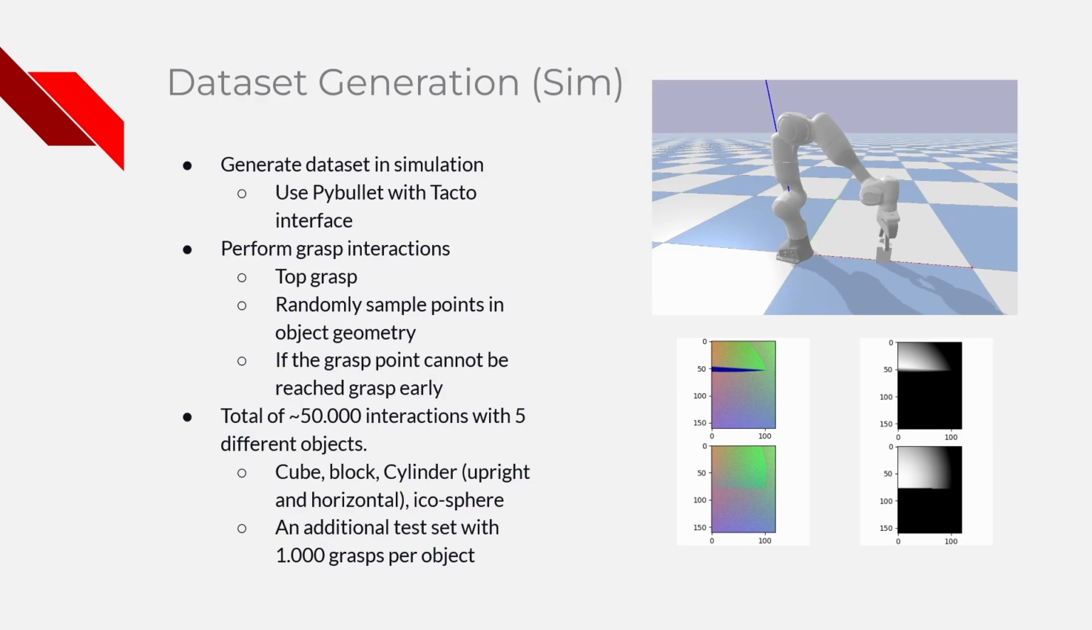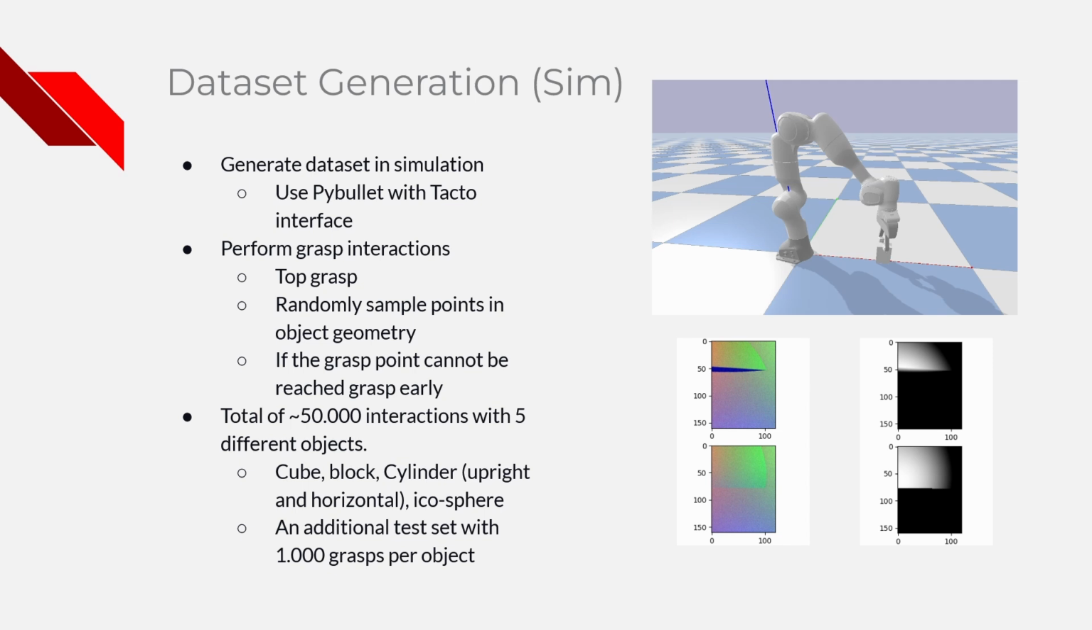Datasets. Dataset generation in simulation. To train our model, we generate a large dataset of grasp interactions in simulation. We use PyBullet to simulate physics and Tacto to generate the simulated haptic sensor outputs. The haptic sensor outputs can be seen on the right together with the robot configuration that produced the displayed feedback. The RGB image is the raw sensor data we actually use in our model, while the black and white images show a depth map.